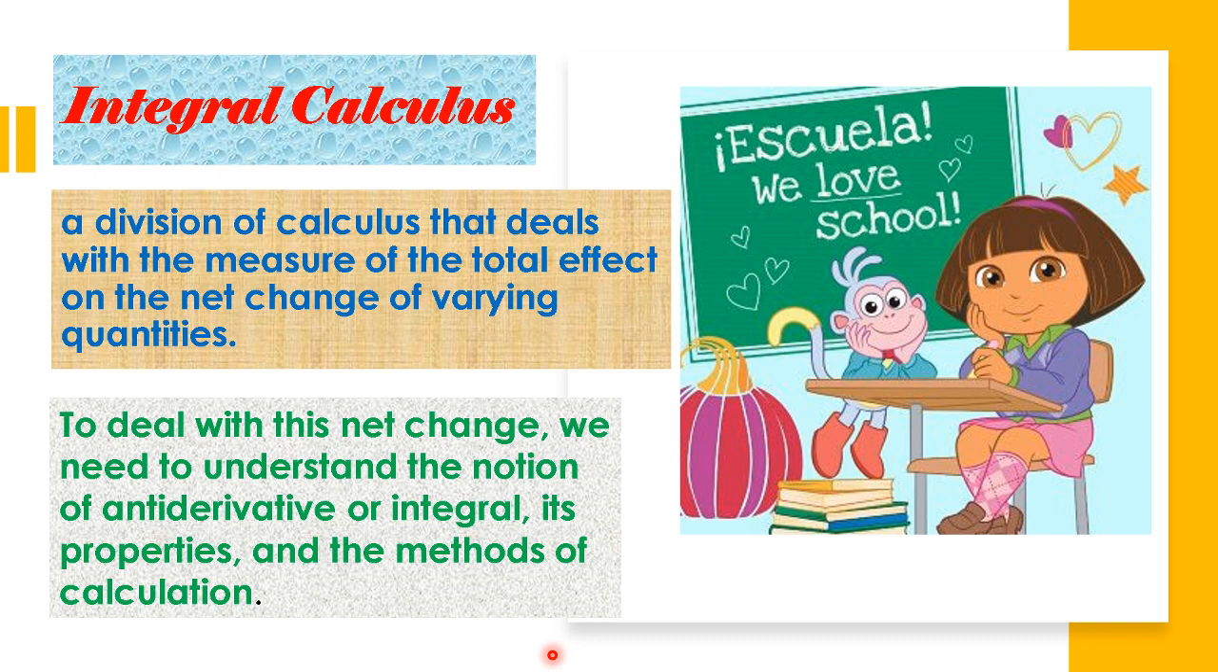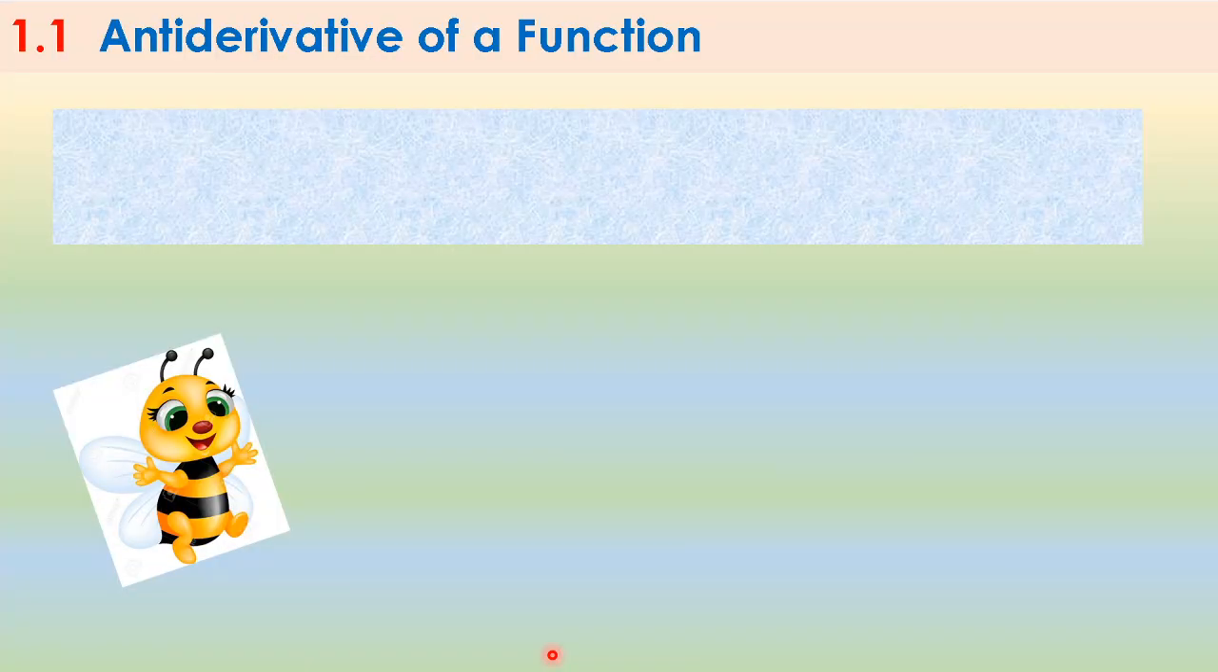In differential calculus, we were given a problem about a function asking for its derivative or differential. This time, we do the reverse operation, that is, given the derivative or specifically the differential of a function, we determine a function called its antiderivative. What is an antiderivative of a function?